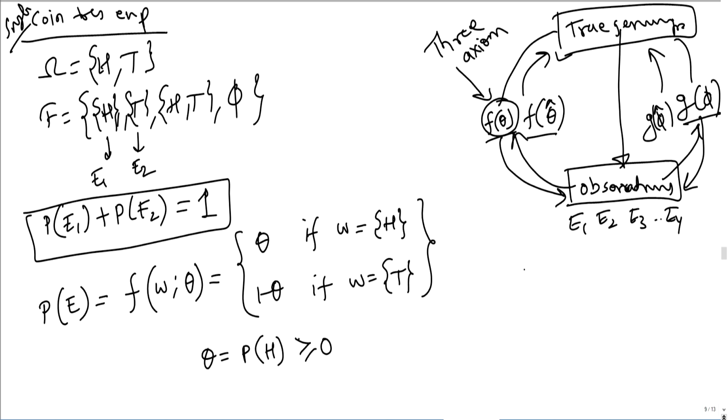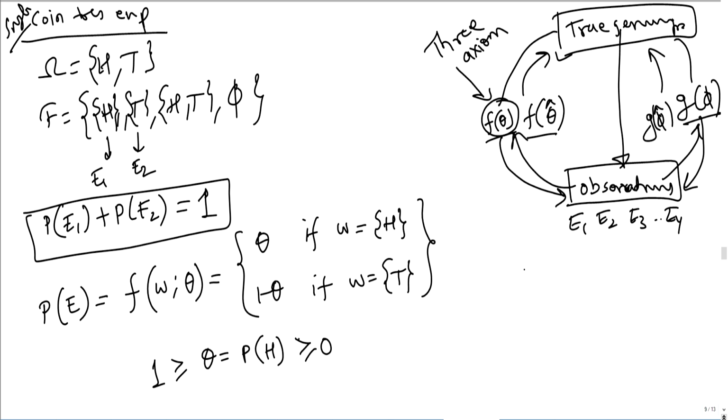Okay. So, if theta is greater than or equal to 0, then it basically works for us. Of course, it should also be less than or equal to 1, because if it is greater than 1, then it wouldn't work. Okay. So, this is what we have. It is a very simplistic function that can assign probabilities to an elementary event, heads and tails.